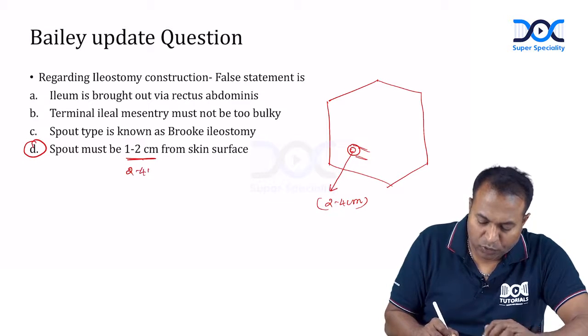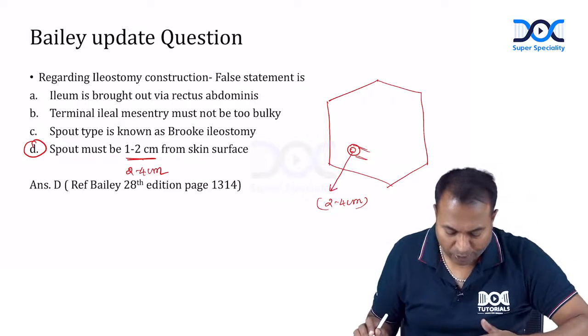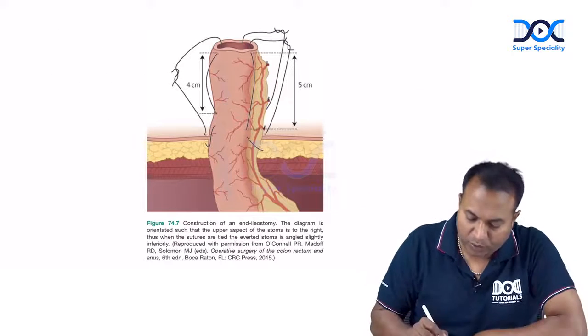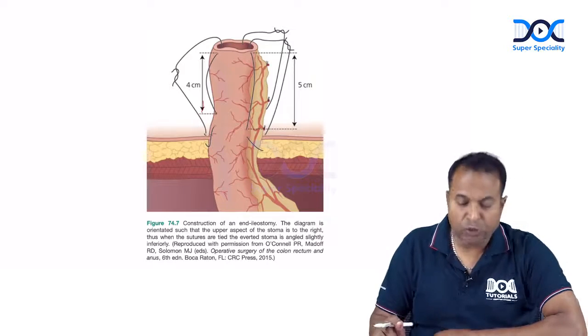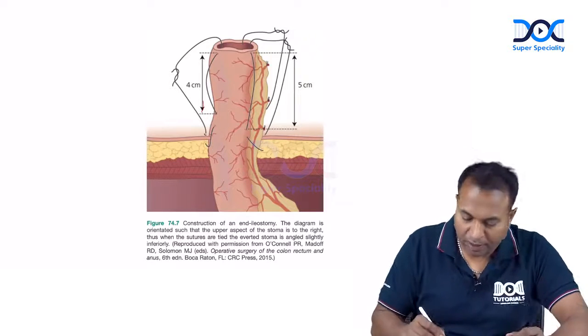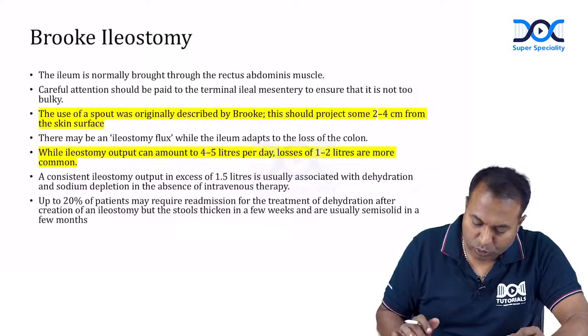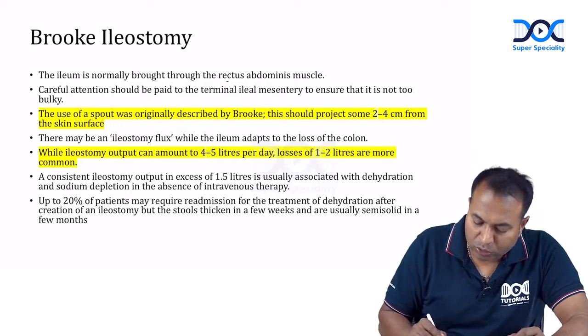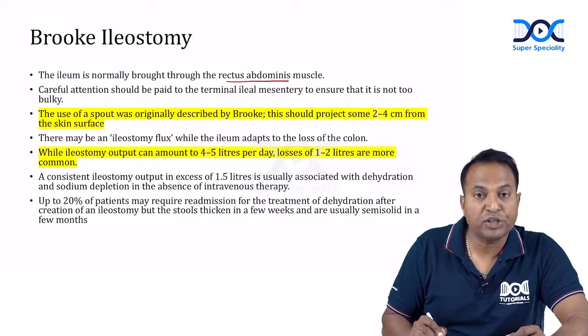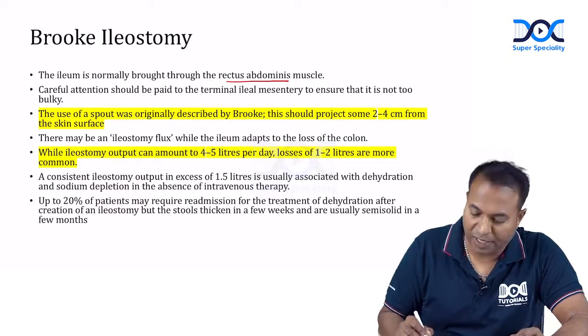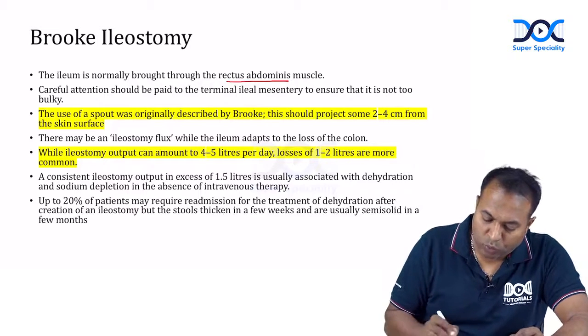It should be 2 to 4 centimeter. It is from a picture in Bailey and Love. This picture shows you a 4 centimeter spout should be made into an ileostomy like this. The picture shows the ileum is normally brought through the rectus abdominis. Careful attention should be paid to the terminal ileal mesentery to ensure that it is not too bulky.